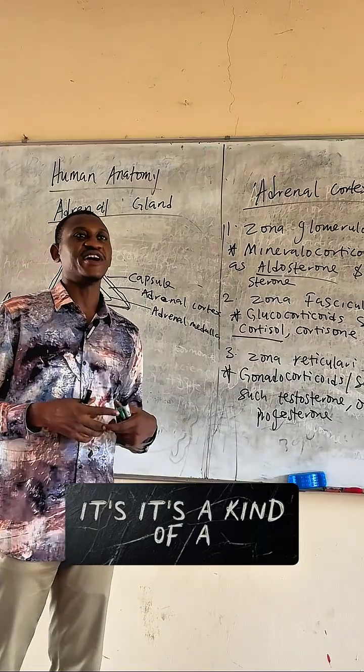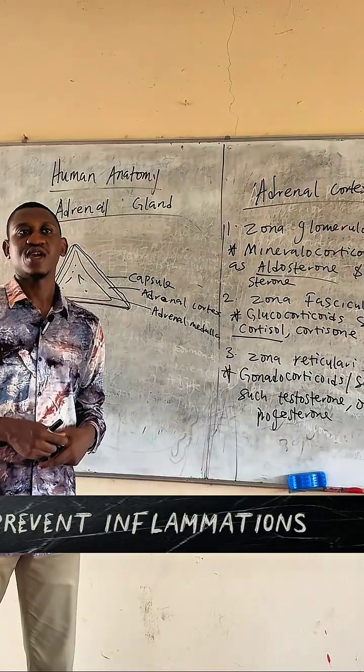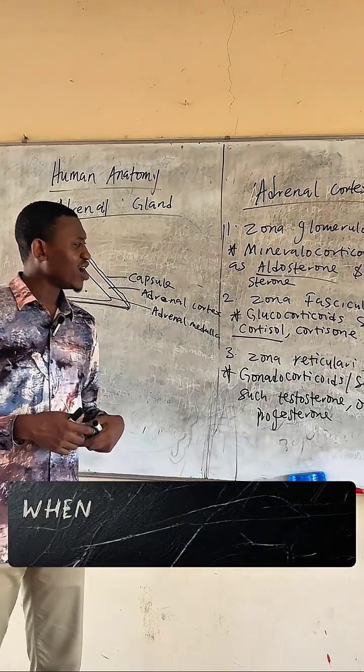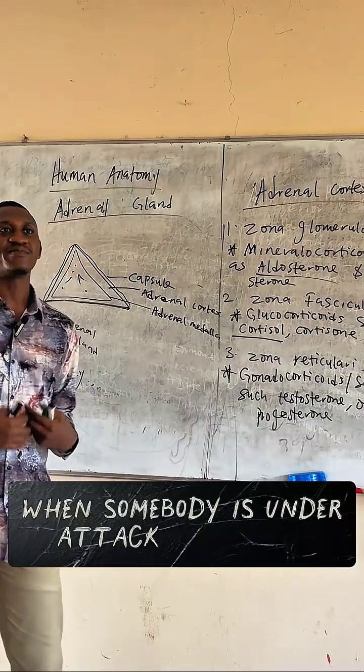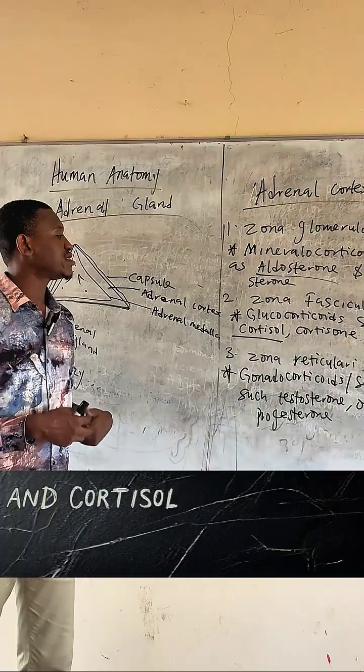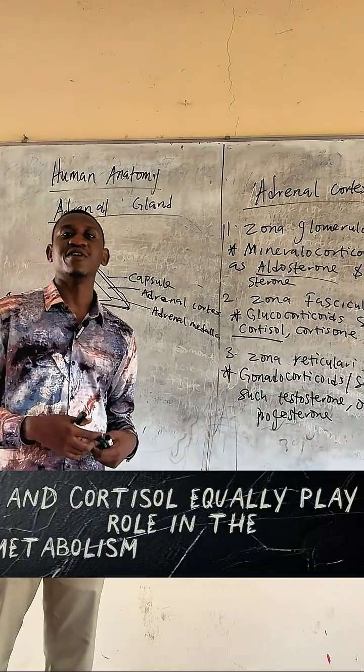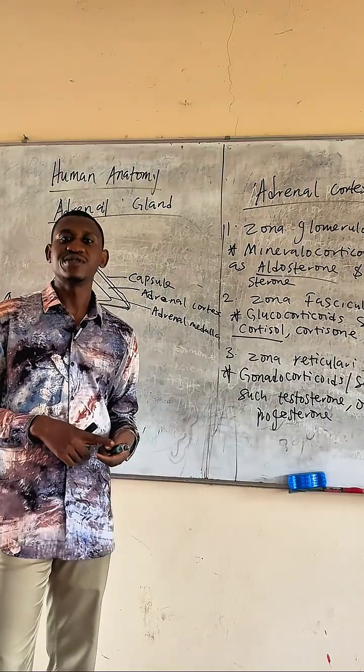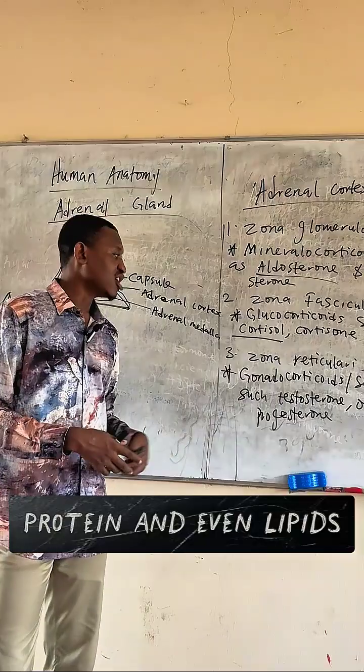It prevents inflammations when somebody is under attack by a microbe. And cortisol equally plays a role in the metabolism of carbohydrate, protein, and even lipids.